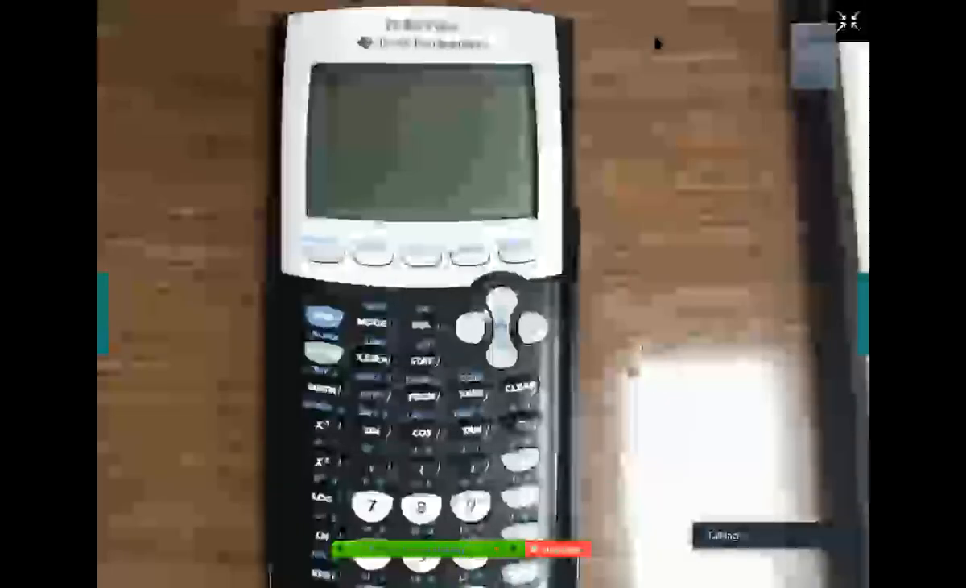Can you guys see that okay? Can y'all see the calculator on the screen? Yeah. Okay. I know you guys could. I just want to make sure that they could.